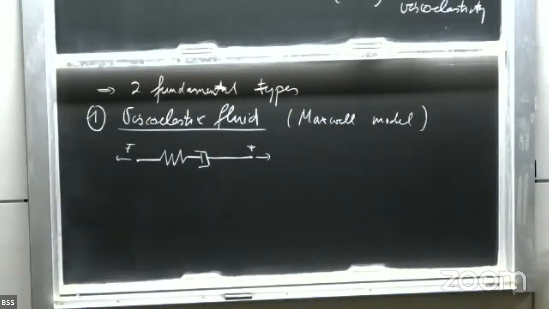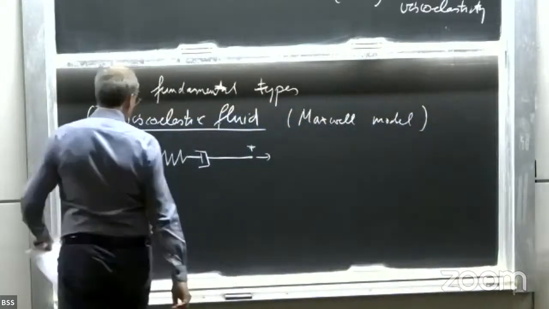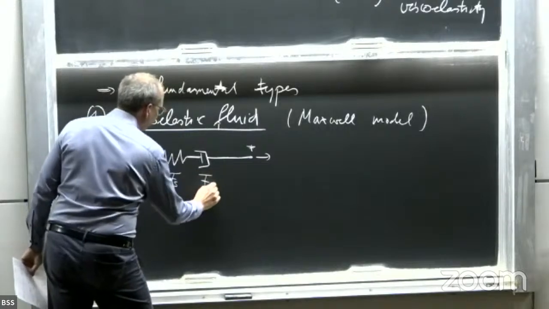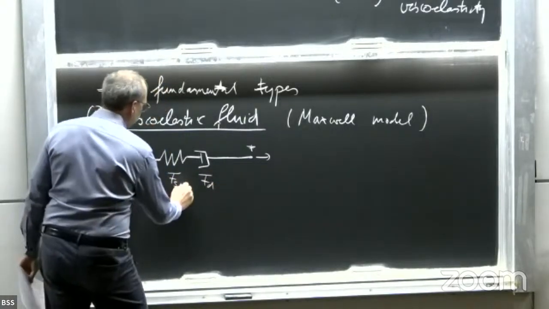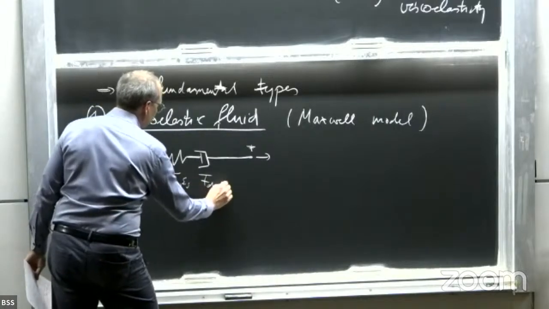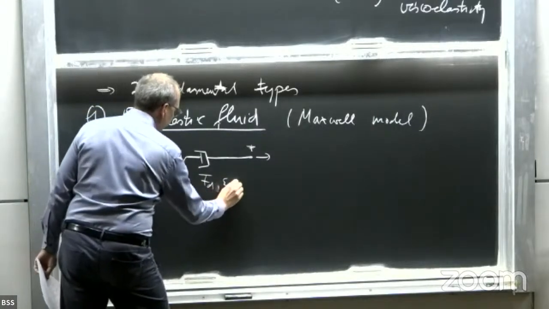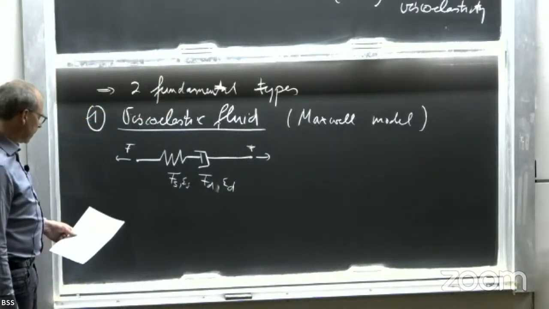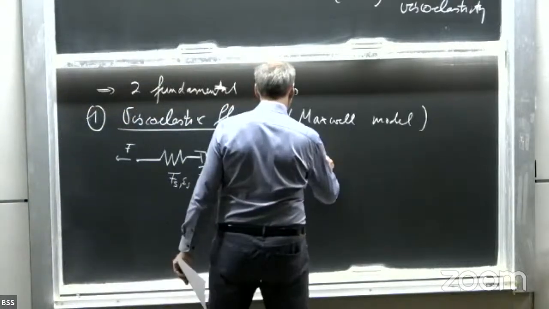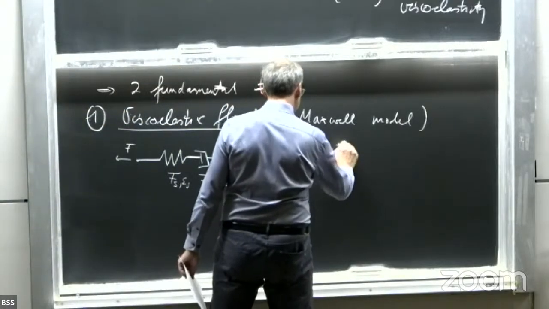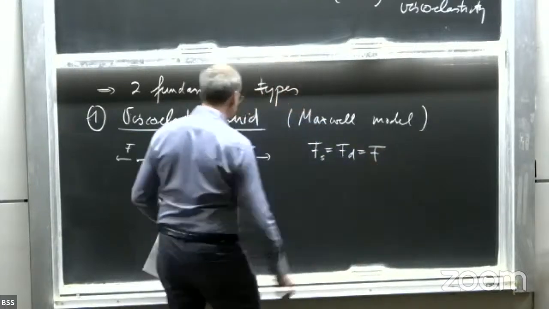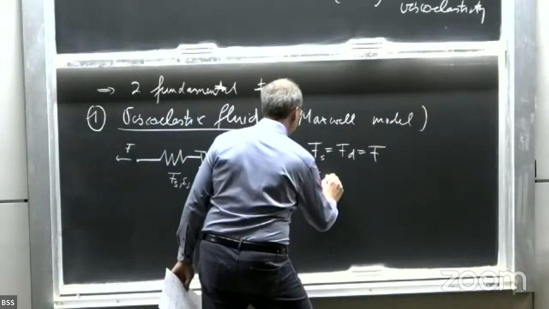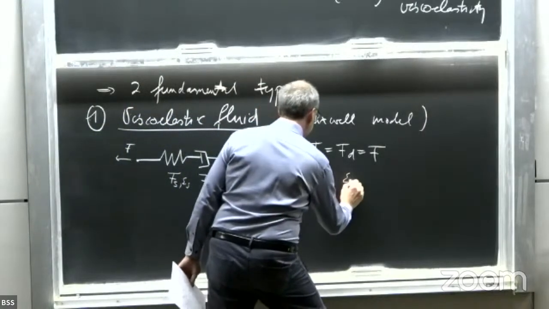And now we have everything to write some equations. So I call the force in the spring Fs, the force in the dashpot Fd. Then I have a strain in the spring and a strain in the dashpot. Because I have arranged them in series, the strains add up, and the forces are the same. So the force in the spring is the force in the dashpot. It's just the given force which I pull, okay? And the overall strain is the sum of the two strains.